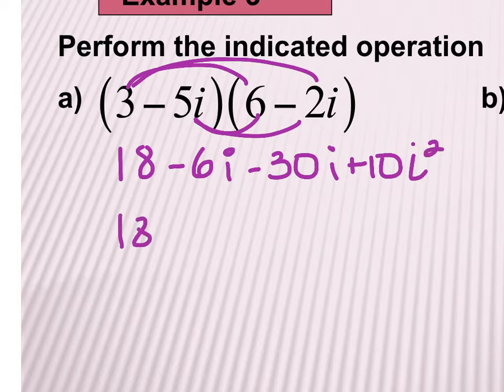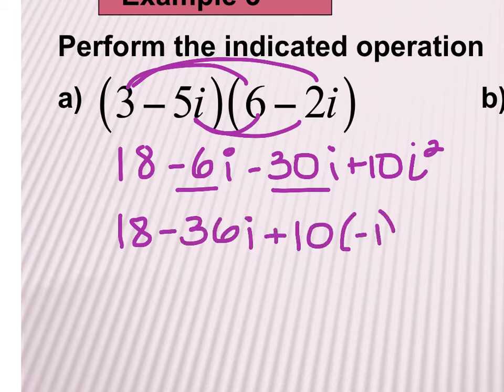So we can combine our like terms here, -36i. And then i squared becomes a -1. That becomes -10. And 18 minus 10 is 8 minus 36i.